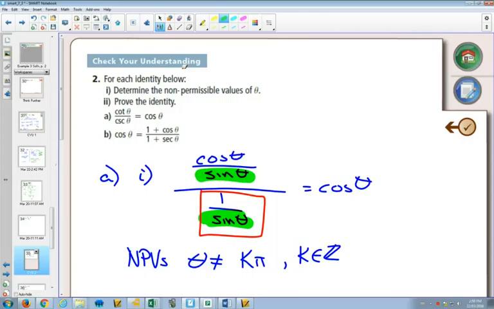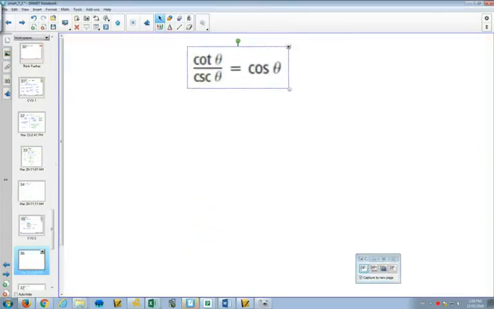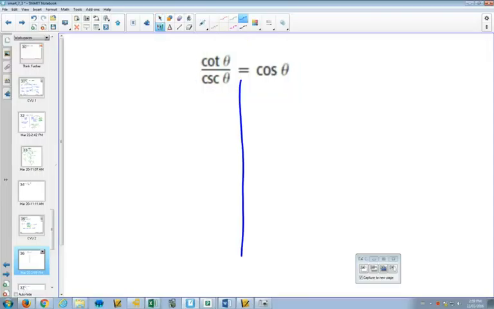Now, to prove this identity, part II says prove this identity. Again, we draw our line here. What can we change? We can change the two values on the left. And this is a great example of where changing things to cos and sine is going to be helpful. First of all, the right-hand side is cos already. So when we choose cotangent, you have a choice to change it to cos over sine or 1 over tan. In this case, it makes more sense to change it to cos over sine.